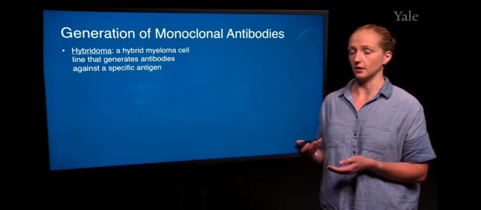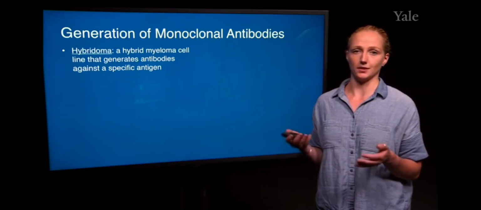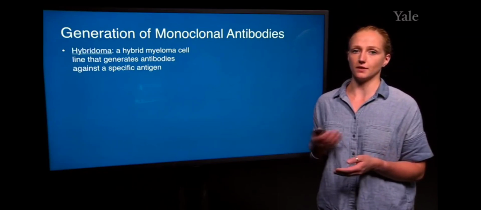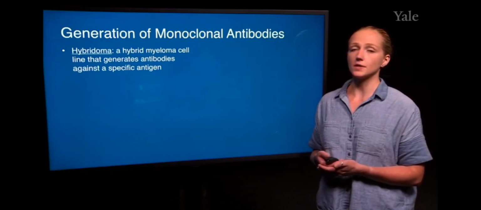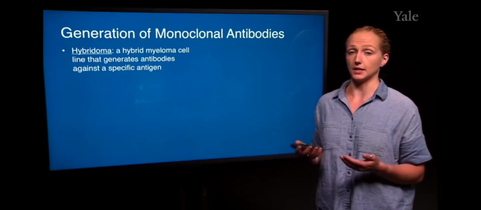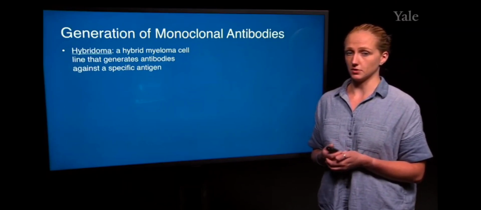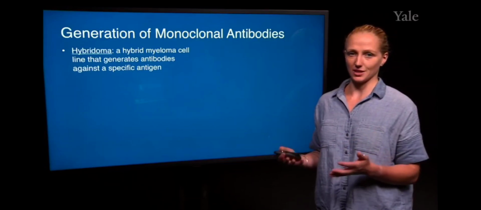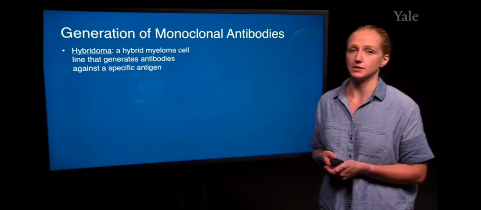Now, one B cell on its own within a lab setting will not produce enough antibody for us to experiment with. It will also stop replicating after a while once it's outside of its host. In order to get over this barrier and in order to produce many, many antibodies from a single B cell, a technique has been developed where a hybridoma is made.